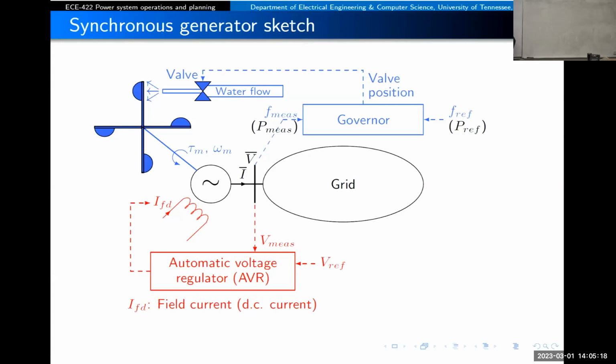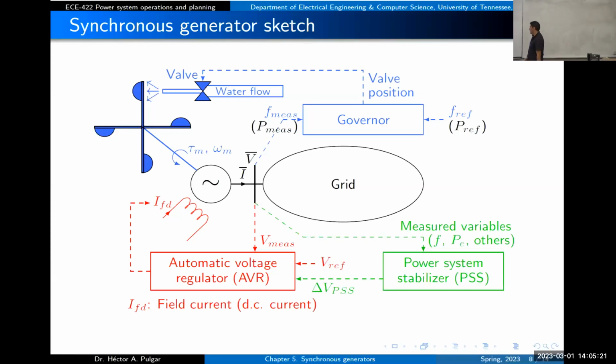Okay, but there is one more, and that one has to do with the power system stabilizer. You can expect that the dynamics in this control loop and this one in blue are different. This has to do with mechanical parts. If you have a hydropower plant or a thermal power plant, then the dynamics involved here are going to be slower than the dynamics you might expect here. Why? Because this is basically going to be electromagnetic dynamics. So the dynamics here are going to be much faster than the dynamics here.